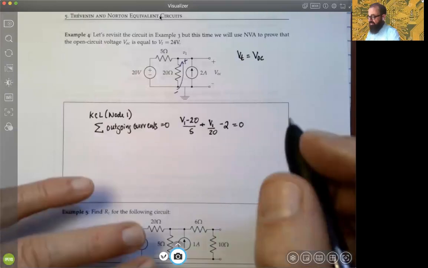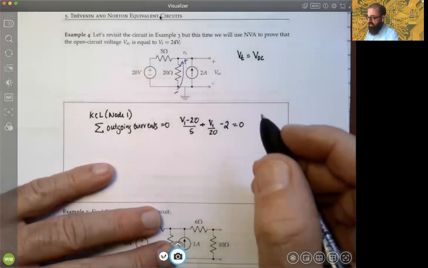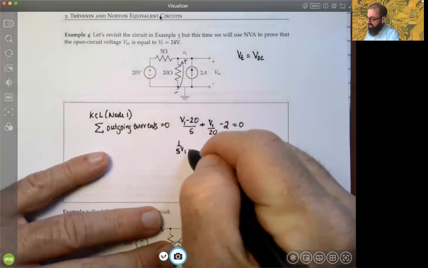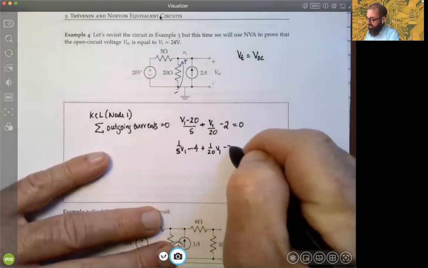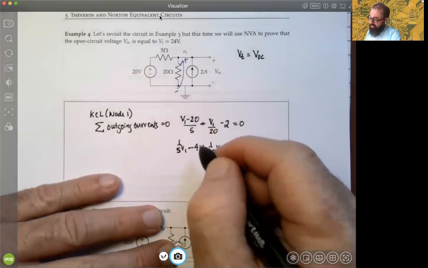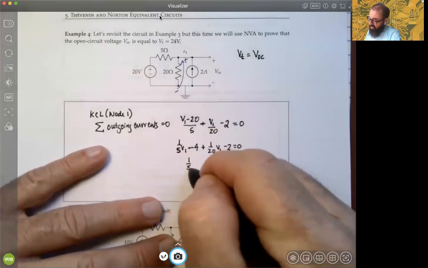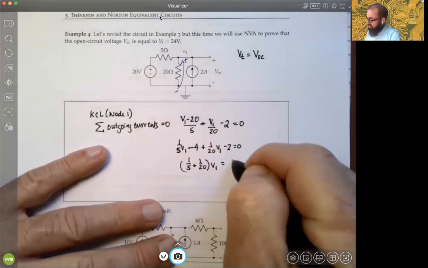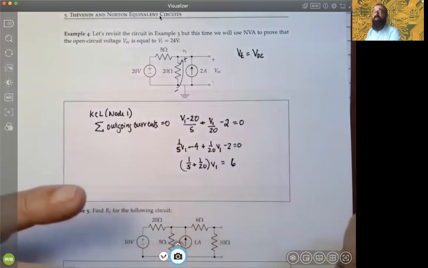So let's clean this up a little bit by taking some terms out here. We'll get 1/5 times V1 minus 4, plus 1 over 20 times V1 minus 2 equals 0. Collect the V1 terms there. So the nodal voltage of V1 is: 1/5 plus 1 over 20 times V1 equals 6 to the other side, correct? Get a common denominator. 1/5 is the same thing as 4 over 20.